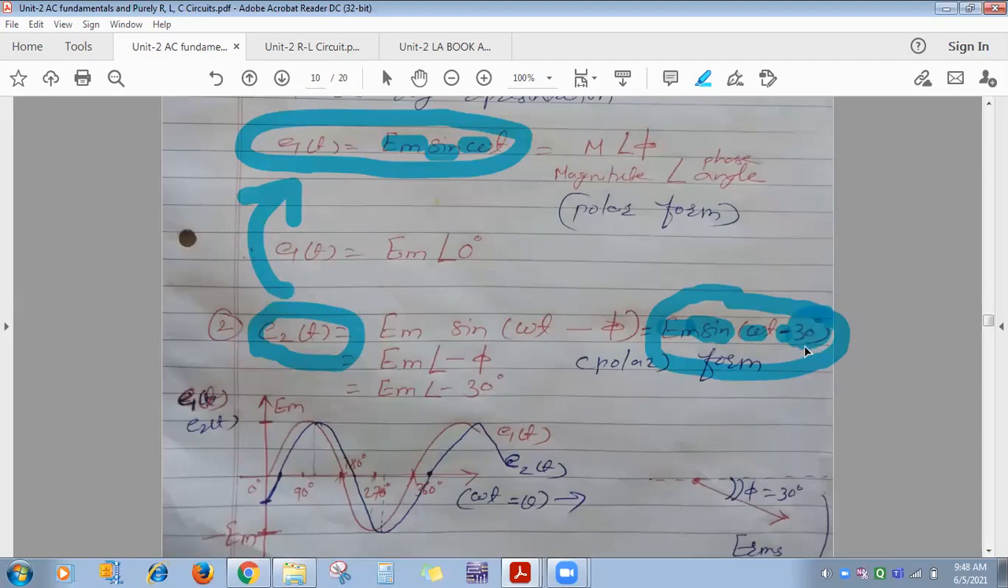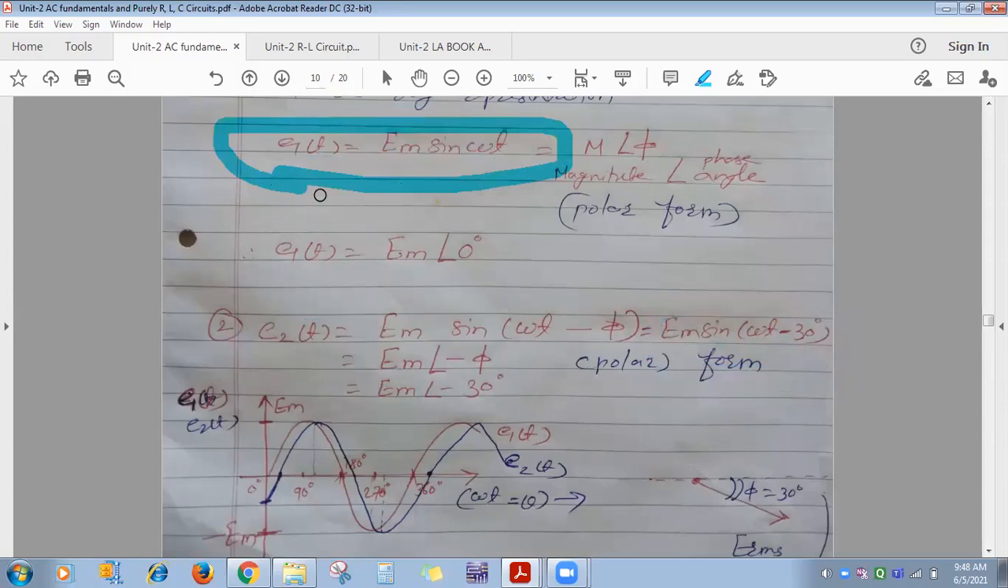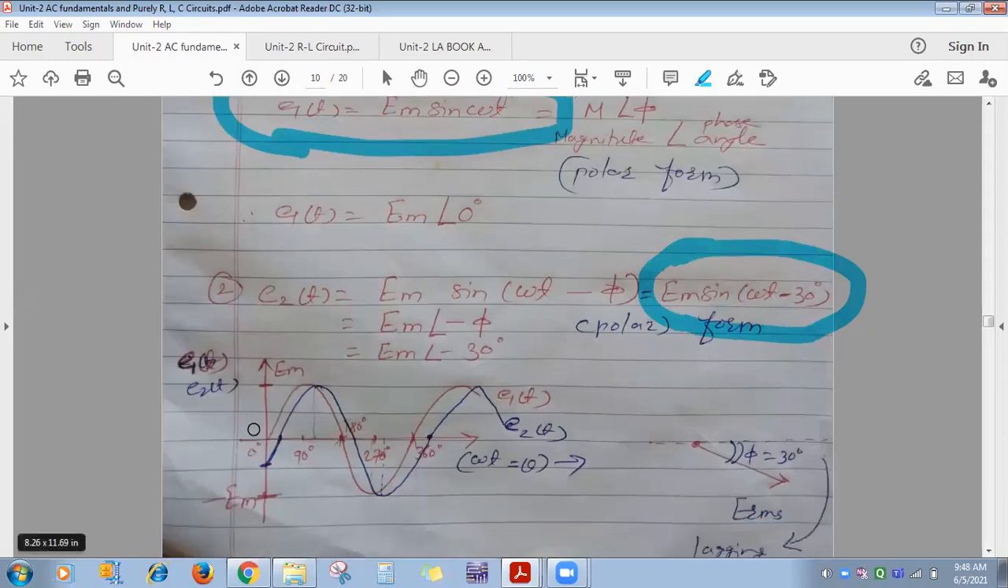What is the angle I have given? 30 degrees. Okay, got it? So when you compare both the equations, what you can say here is E2 lags E1 by an angle of 30 degrees. So see the graphical representation here.